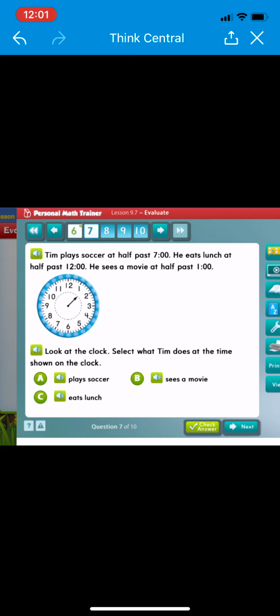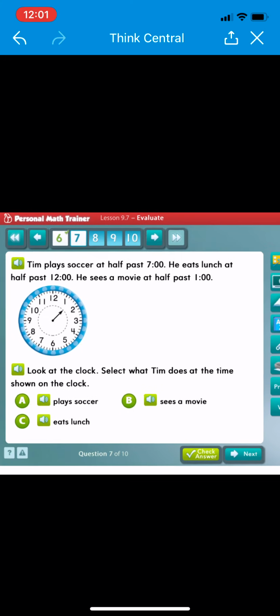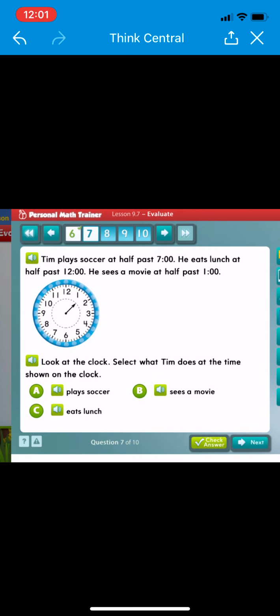Tim plays soccer at 7:30. He eats lunch at 12:30. He sees a movie at 1:30. Look at the clock. Select what Tim does at the time shown on the clock. Fantastic!